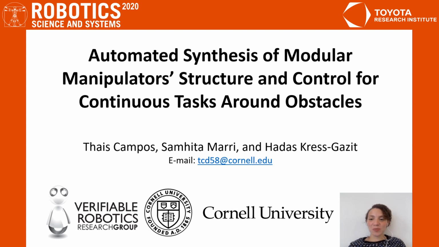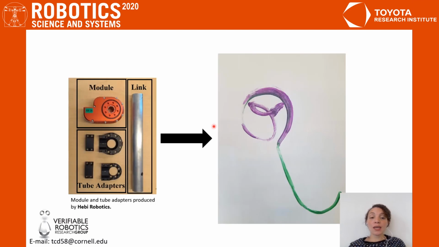Hi, I'm Campos and I'm going to talk about automated synthesis of modular manipulators structure and control for continuous tasks around obstacles. Imagine that you have a set of building blocks composed of 1-degree freedom modules, links of several lengths, and tube adapters to connect module and link, and you want to combine these pieces into a serial chain manipulator able to accomplish a high-level task, for example, to paint these rows.